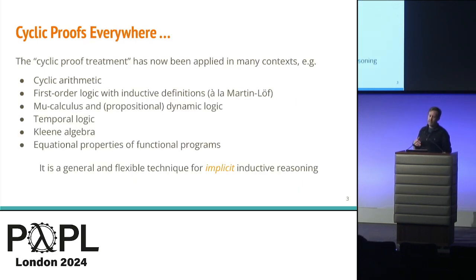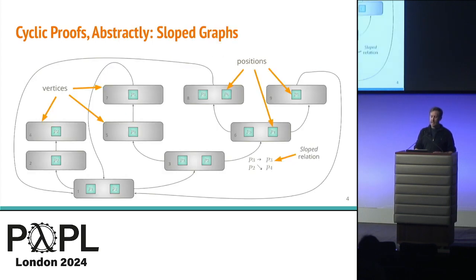Over the last couple of decades, this cyclic proof treatment has been applied in many different contexts very successfully, since it's a general and flexible technique for applying inductive reasoning implicitly, by which I mean you don't have to come up with inductive invariants up front. But what most of the different cyclic proof systems that we find in the literature have in common is that they're all different instantiations of the same basic abstract framework.